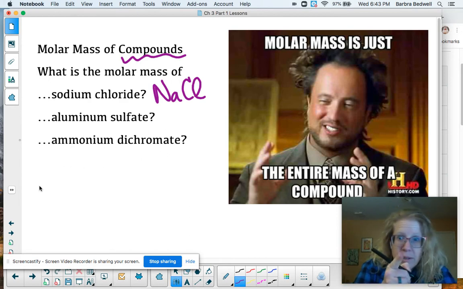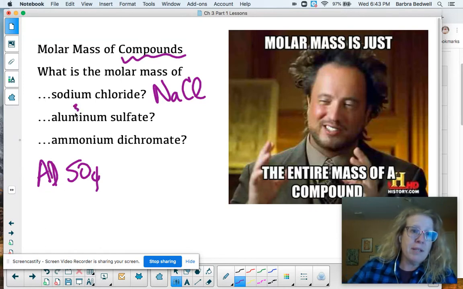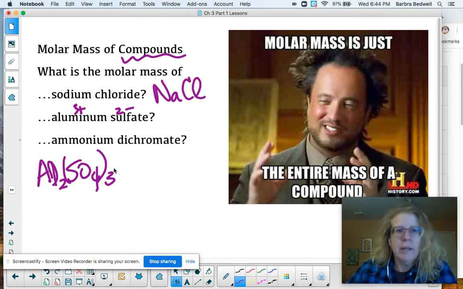Hit pause, do it. All right, aluminum sulfate. Aluminum and then sulfate, SO4, like that. This is aluminum, that's an L. Aluminum is a 3+, sulfate's a 2-, so we need to cross down. So it's Al2(SO4)3. It's going to be big.